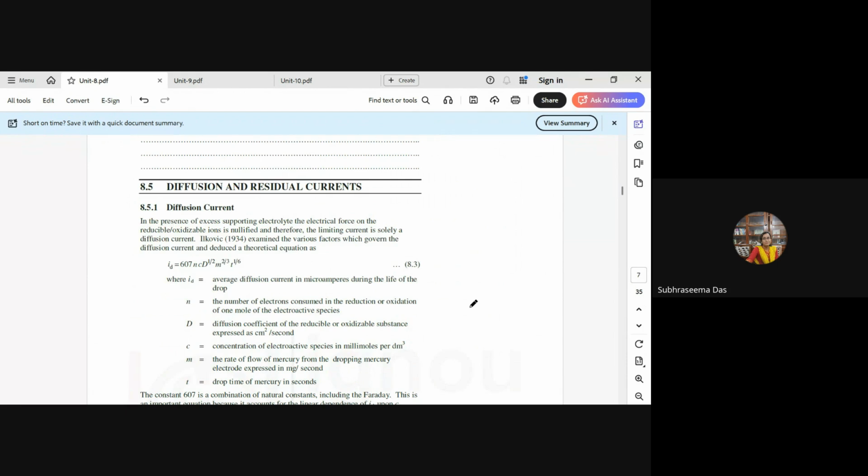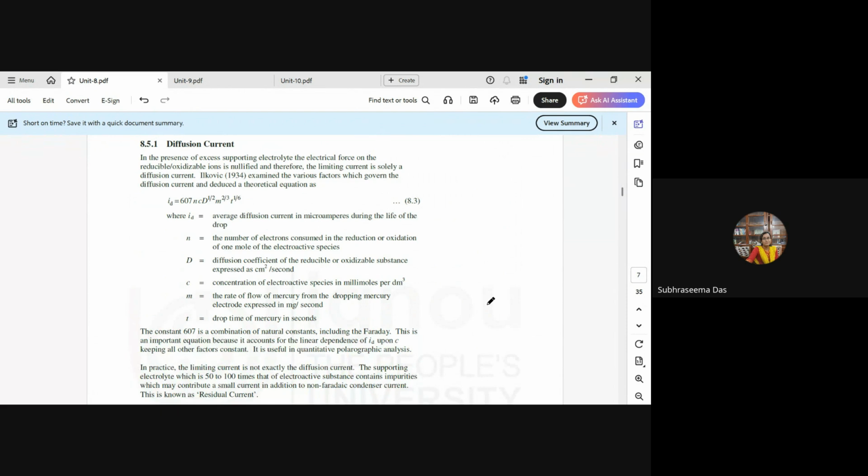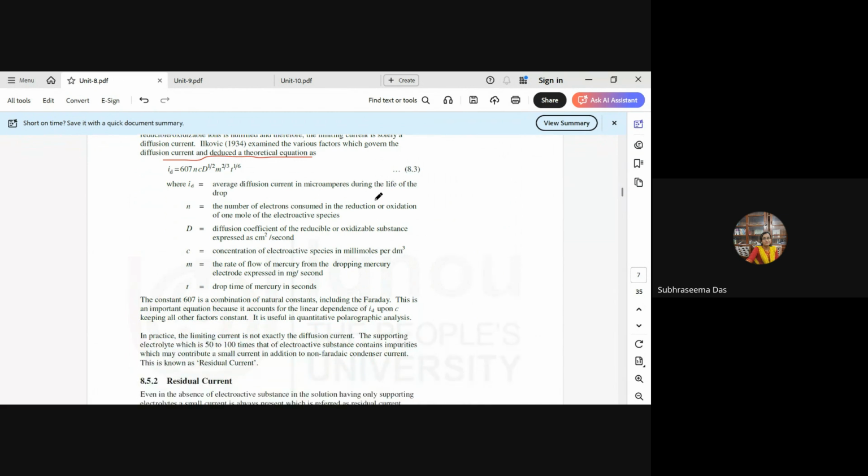Then coming to diffusion and residual currents. So what is diffusion current? In the presence of excess supporting electrolyte, the electrical force on the reducible or oxidizable ions is nullified, and therefore the limiting current is solely the diffusion current. Ilkovic examined the various factors which govern the diffusion current and deduced a theoretical equation: ID = 607 n C D^(1/2) m^(2/3) t^(1/6).